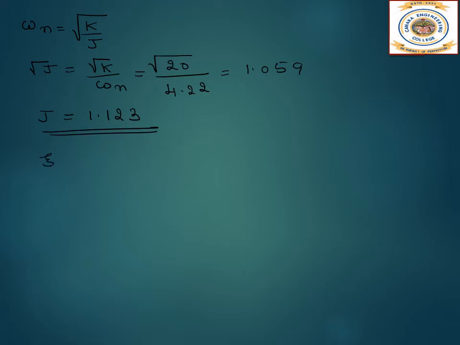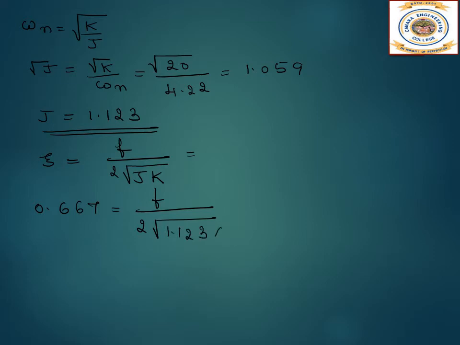Next, what is zeta? Zeta is equal to F by 2 root J into K. If I substitute over here, the zeta value we know is 0.667, equal to F, which we need to find, divided by 2 root of J, which is 1.123, into K, which is 20. So F is equal to, after simplification, 6.322. So all the values, whatever we were supposed to find, we have got. J, F and K values are obtained.